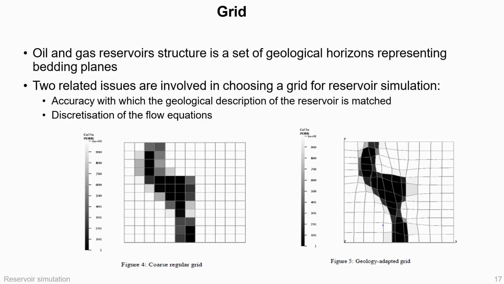A simple coarse regular grid may be computationally efficient, but it can miss important geological features such as faults or complex layer geometry. A geology adaptive grid aligns better with bedding planes and structural features, which improves realism, but also increases computational cost. So there is no universal best grid. The best grid is the one that is sufficiently accurate for the engineering purpose while remaining computationally manageable.